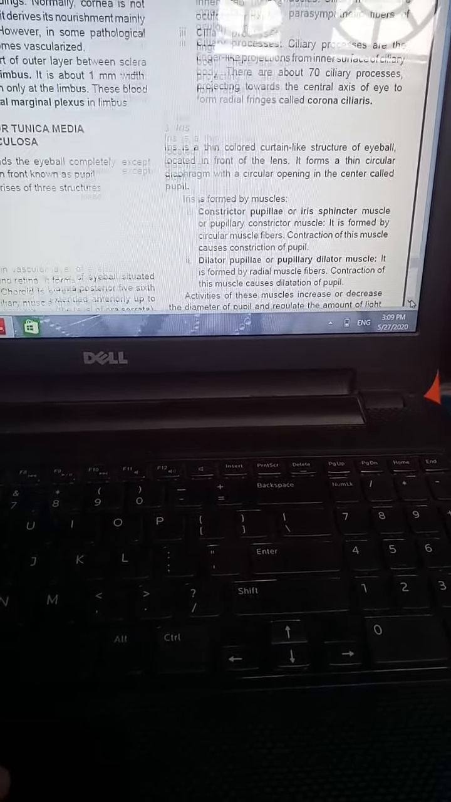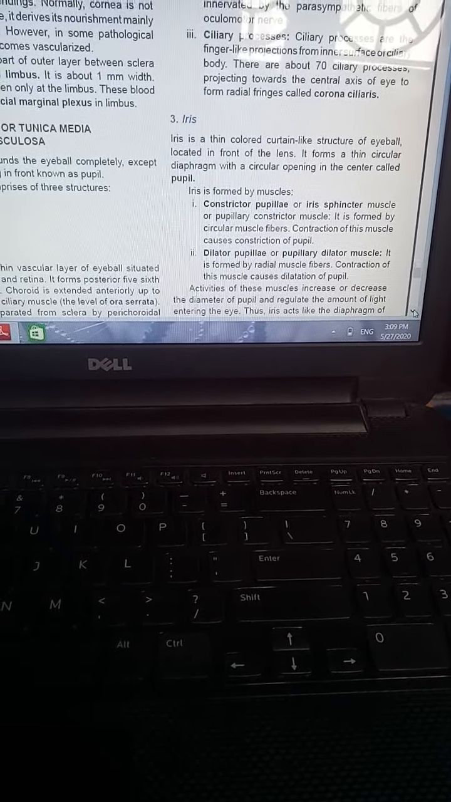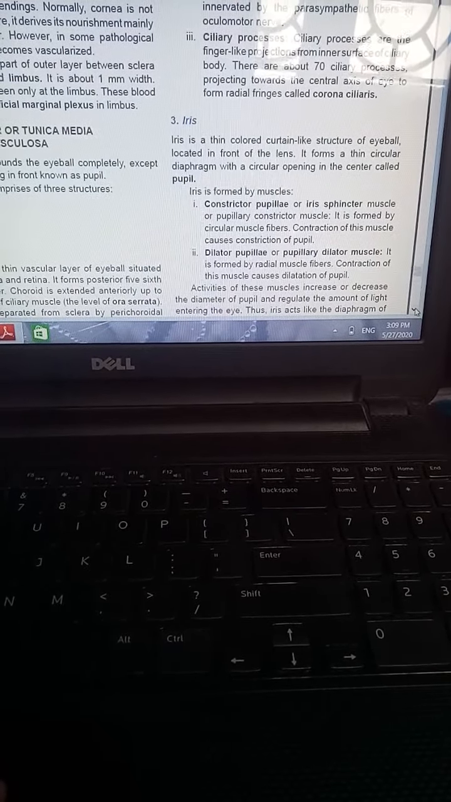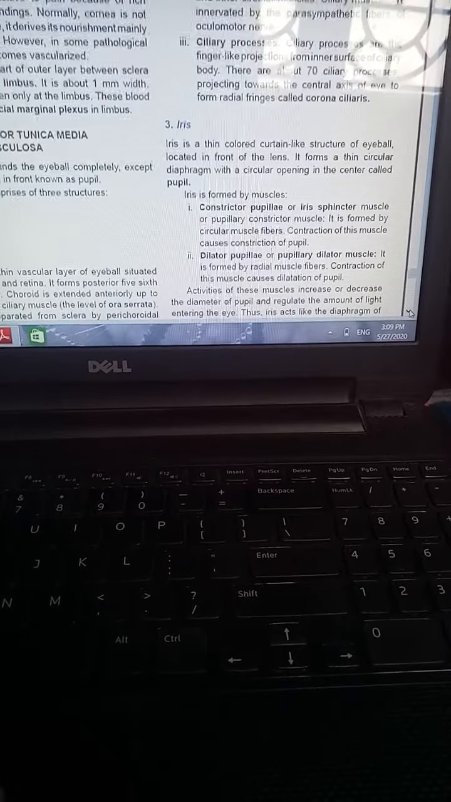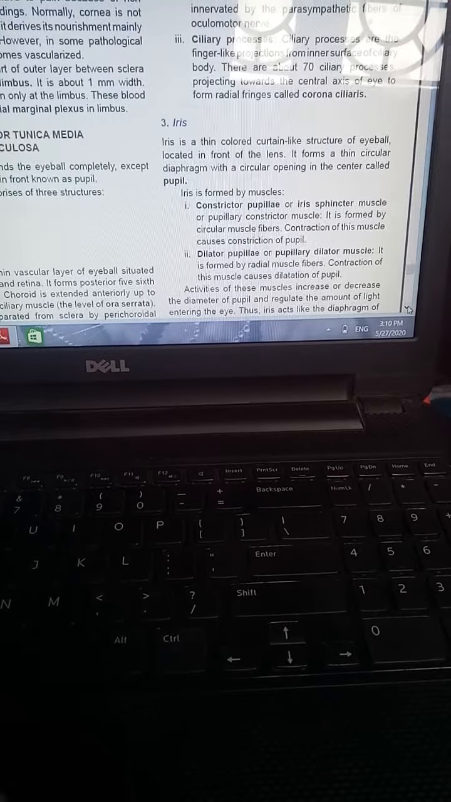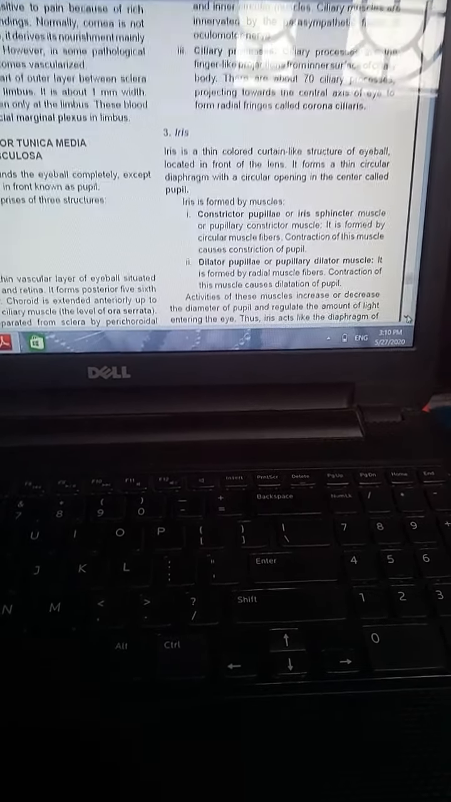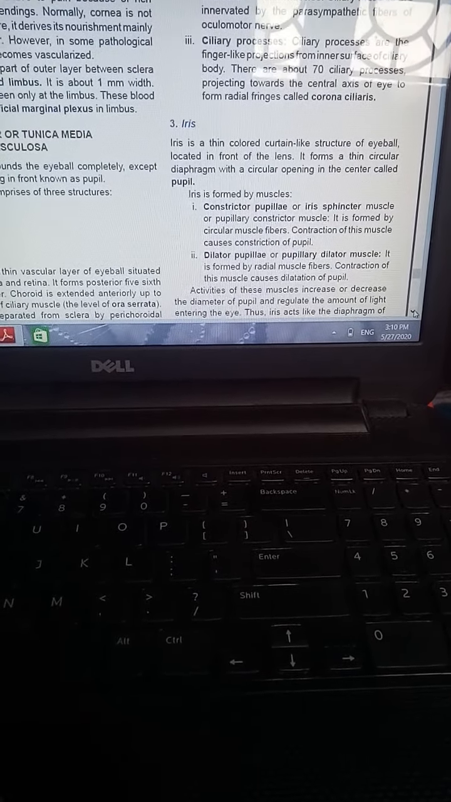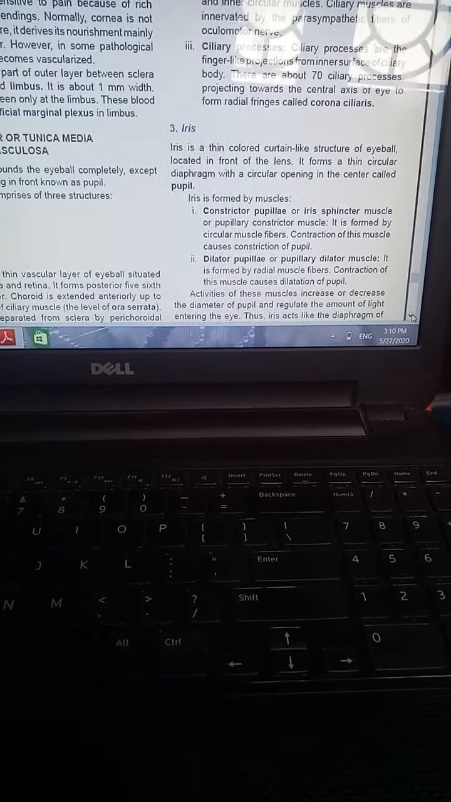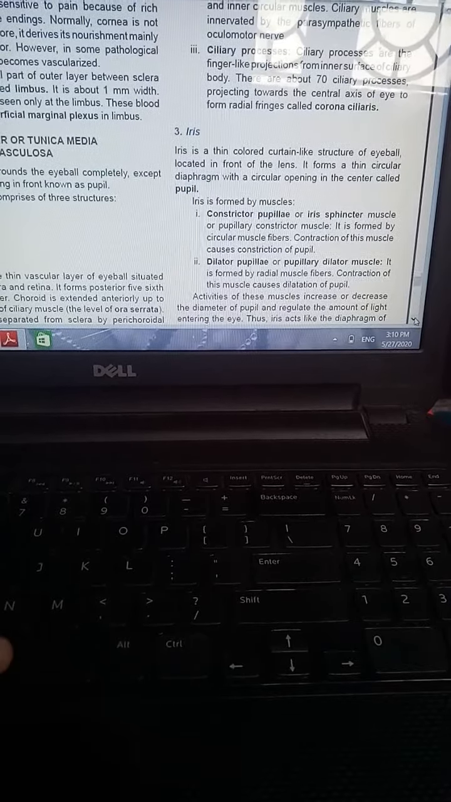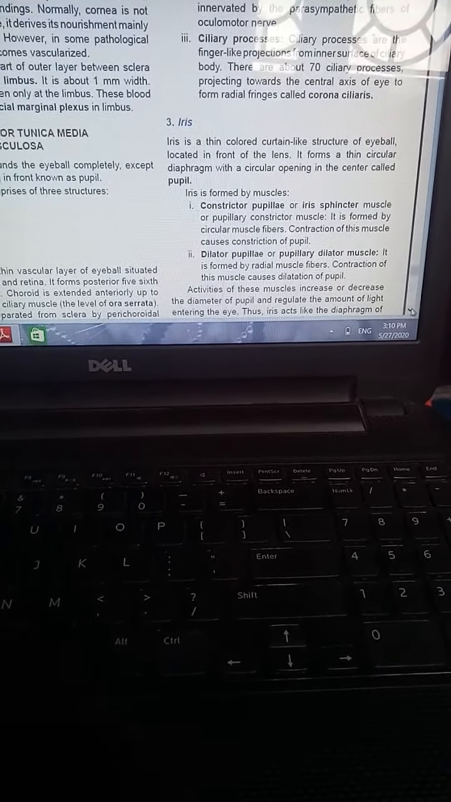Now the iris is formed by two muscles. First is the constrictor pupillae or iris sphincter, and second is the dilator pupillae, also known as the pupillary dilator muscle. The constrictor is formed by circular muscle fibers, and its contraction causes constriction of the pupil.